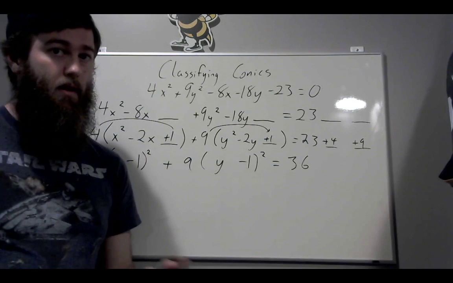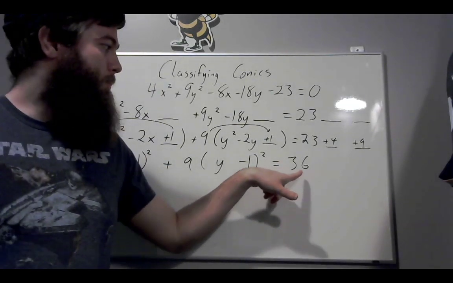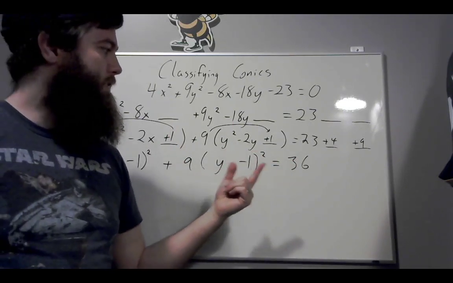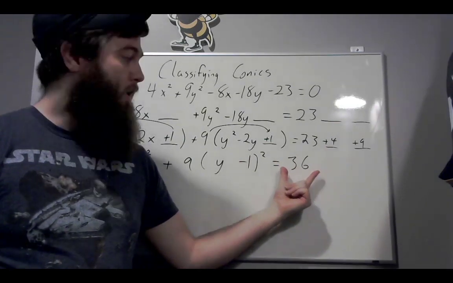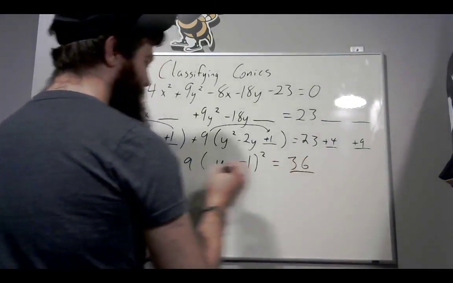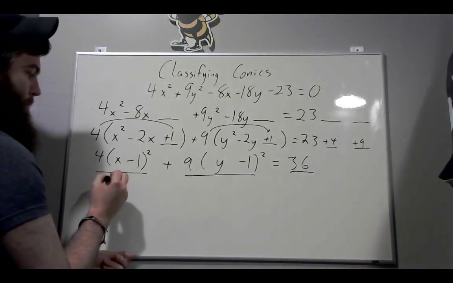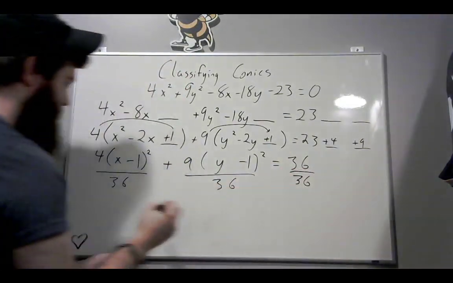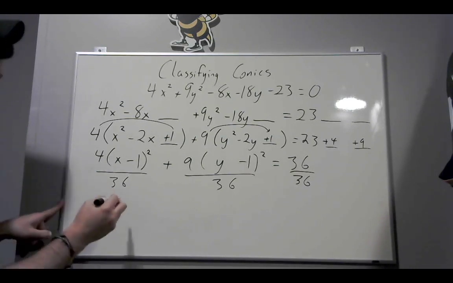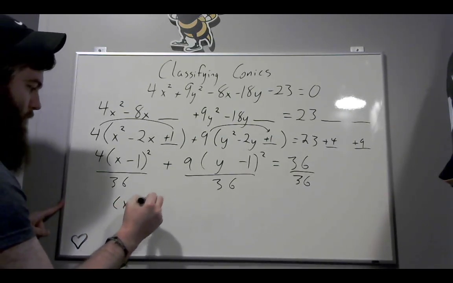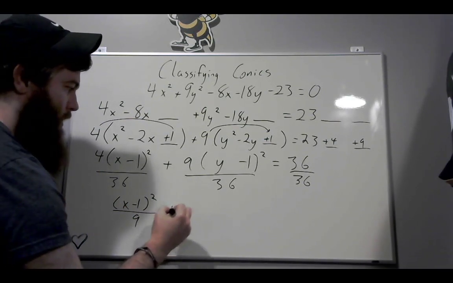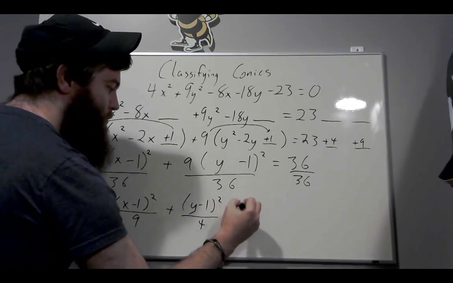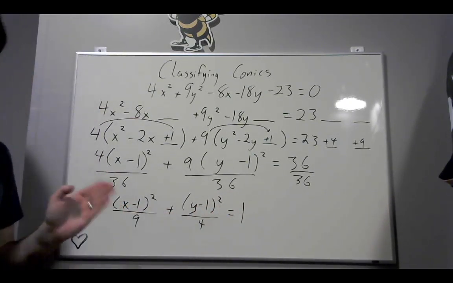So we're almost done. The last step at this point, if you remember from our ellipse question, I believe it was the first one that we did as an example, is that this has to be a 1. So the last thing I need to do is divide each of these terms by 36. Simplifying, this 4 over this 36 becomes x minus 1 quantity squared over 9 plus y minus 1 quantity squared over 4 equals 1. And this is now in that ellipse format.